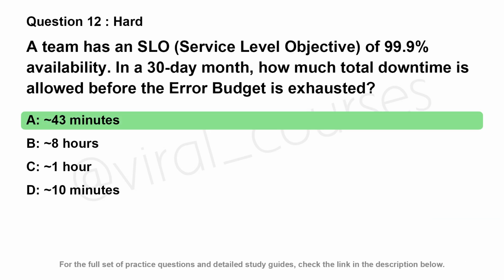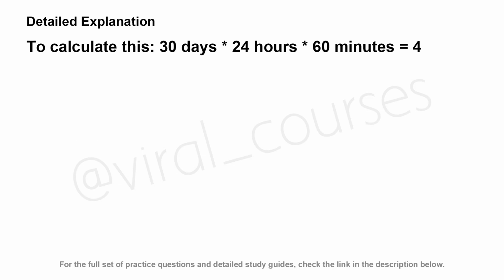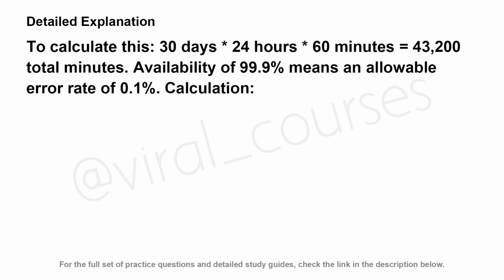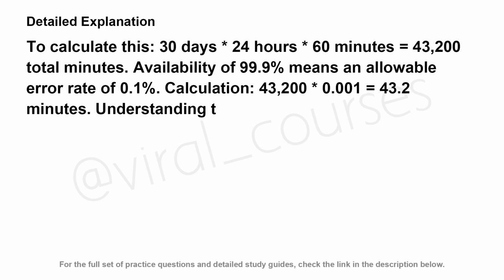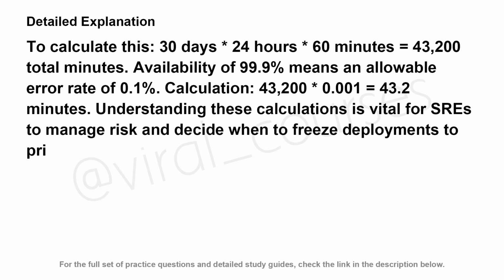The correct answer is A. To calculate this, 30 days * 24 hours * 60 minutes equals 43,200 total minutes. Availability of 99.9% means an allowable error rate of 0.1%. Calculation: 43,200 times 0.001 equals 43.2 minutes. Understanding these calculations is vital for SREs to manage risk and decide when to freeze deployments to prioritize stability.